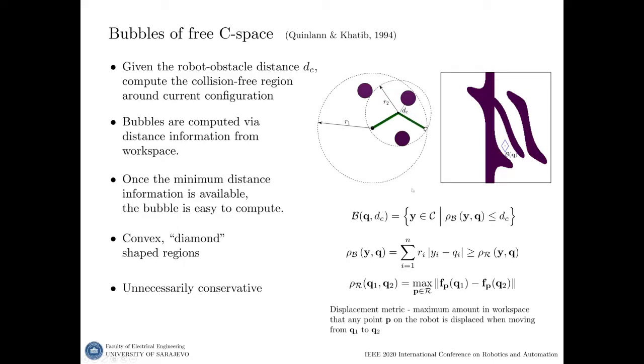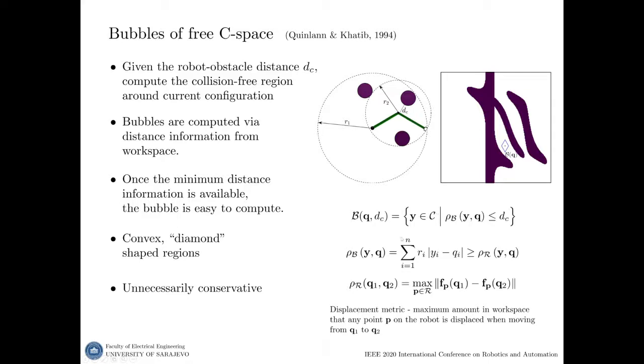The bubble B of Q is the set of all configurations Y such that a certain CSpace metric rho sub B for Y and Q is less than dc. For a typical manipulator with rotational joints, the choice for this metric is a weighted Manhattan distance with coefficients Ri being the radii of cylinders, coaxial with joints and enclosing all parts of the robot starting from the corresponding cylinder all the way to the end effector.